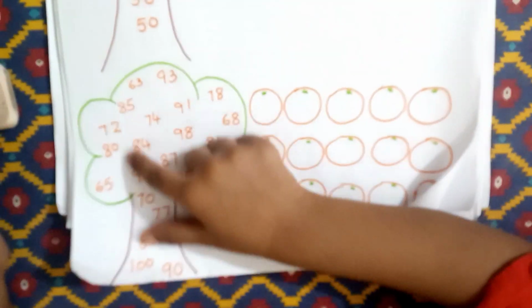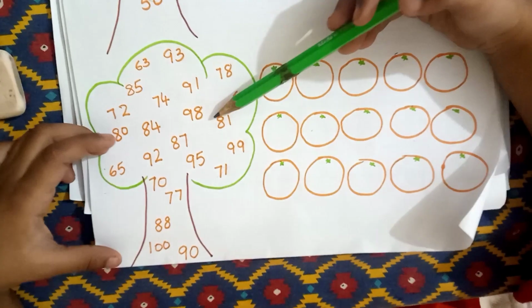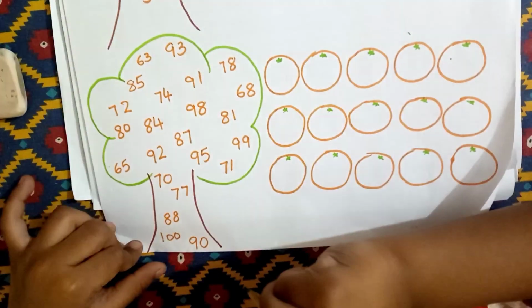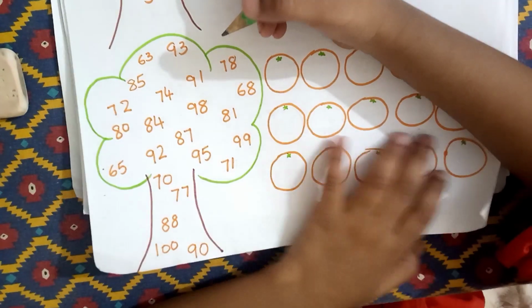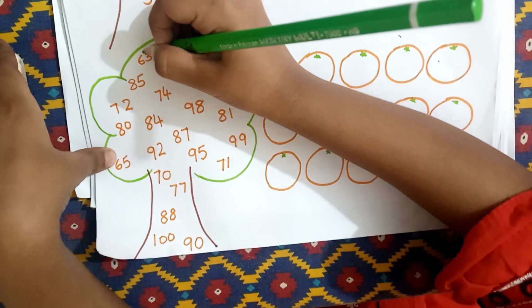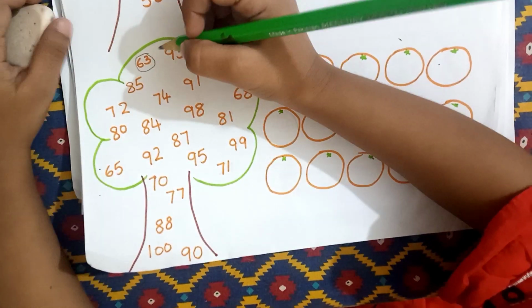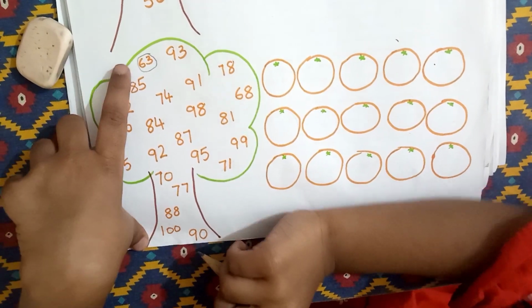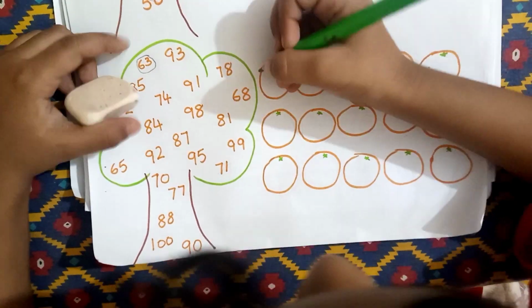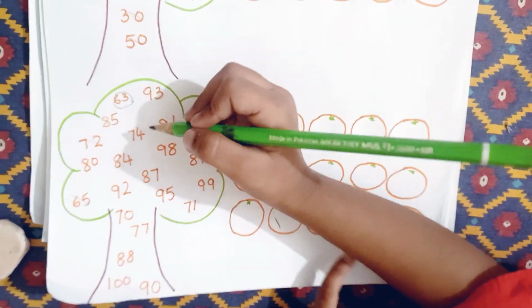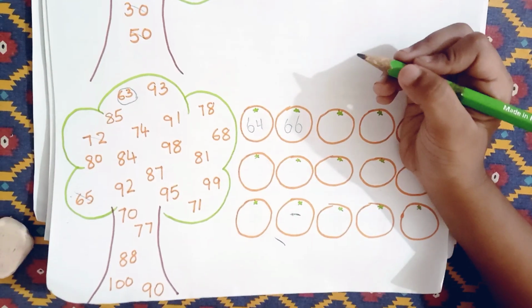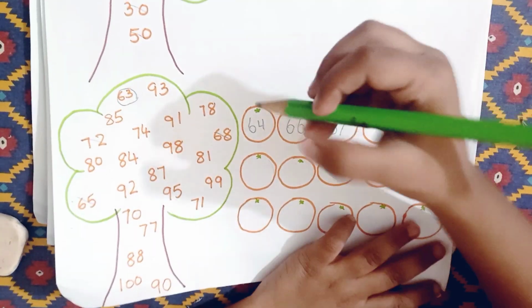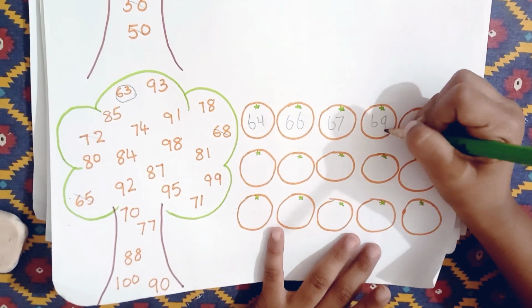Which one is smallest? 81, no. 63. 63 is smallest. 63, 64. 64 is missing. 65. 66 is missing. 67 is missing. 69 is missing.